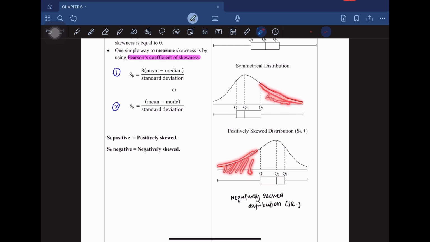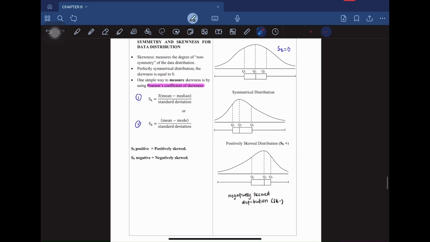Okay, so we have more data on the left hand side if it is positively skewed, and we have more data on the right if it is negatively skewed. Okay, so that's how you know the symmetry and skewness.